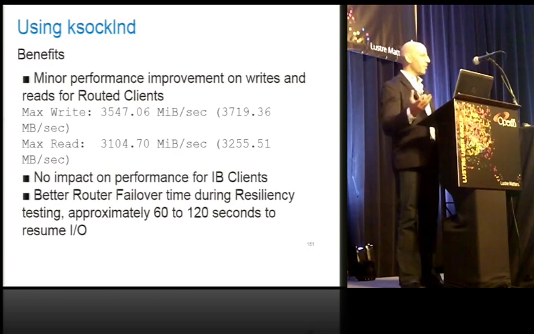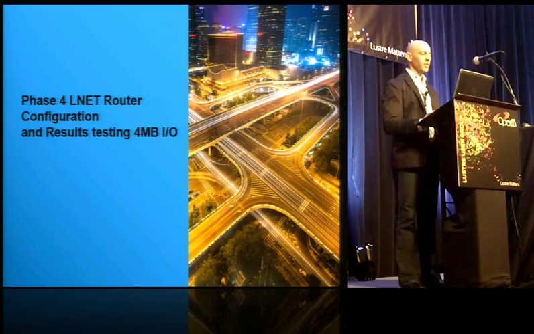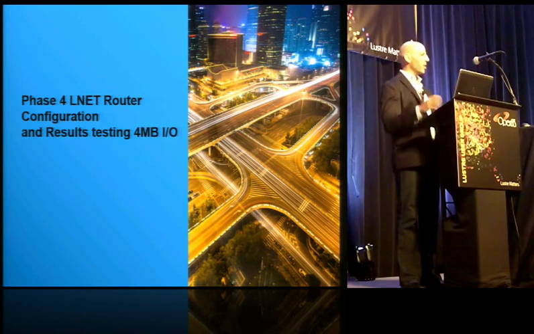So I was pretty happy where I'm at with the Ethernet side, providing these tuning parameters. I decided this is part of my final configuration testing to use ksocklnd on the Ethernet side, not just for additional performance on the Ethernet routed clients, but because it saw a better behavior during router failure. So the next thing is 4 meg I/O testing.